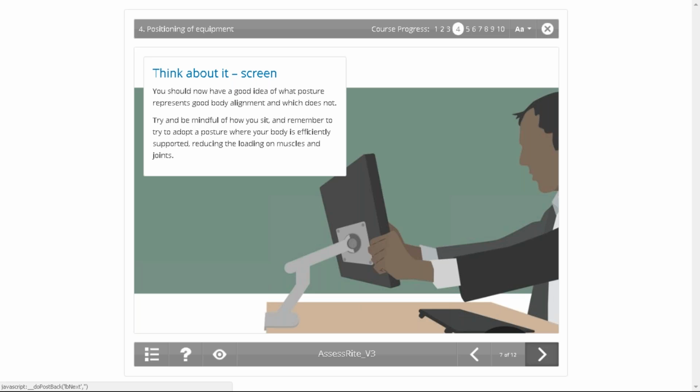You should now have a good idea about what posture represents good body alignment and which does not. Try to be mindful of how you sit.